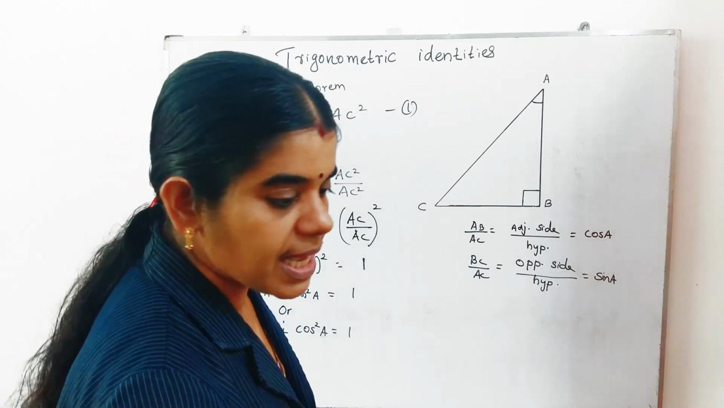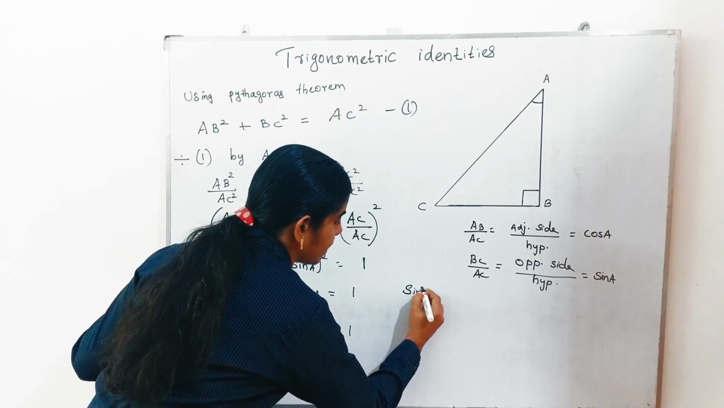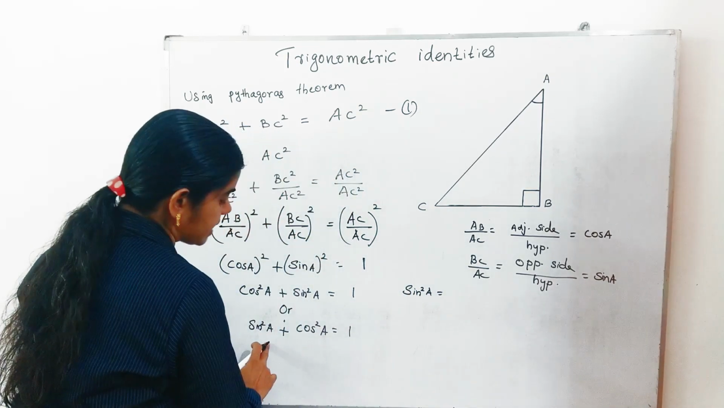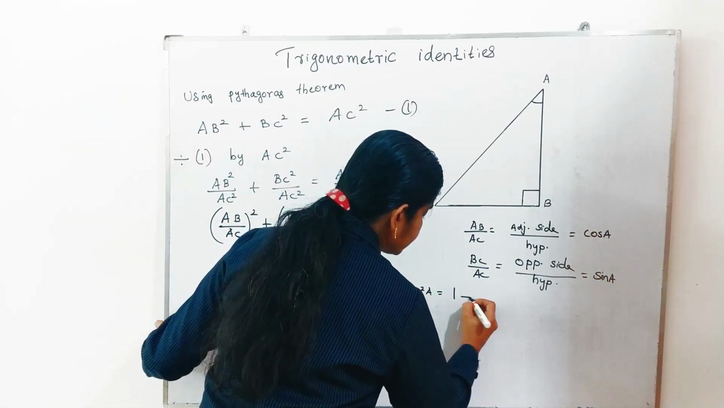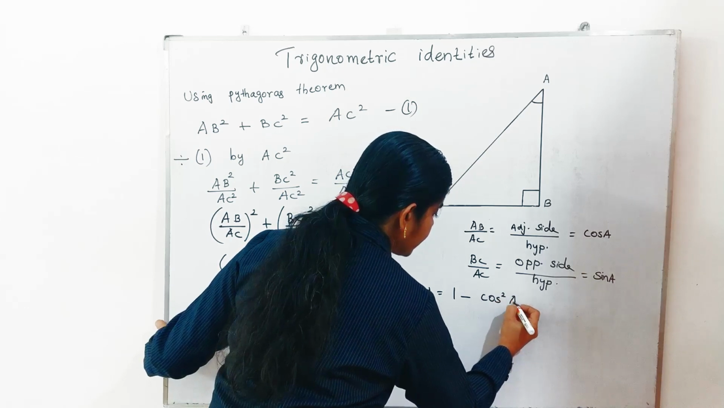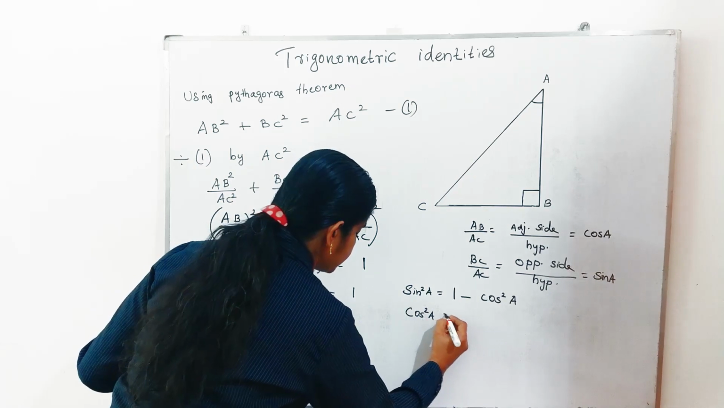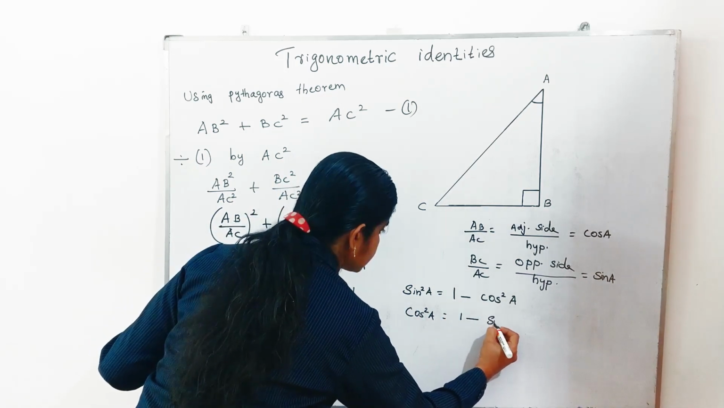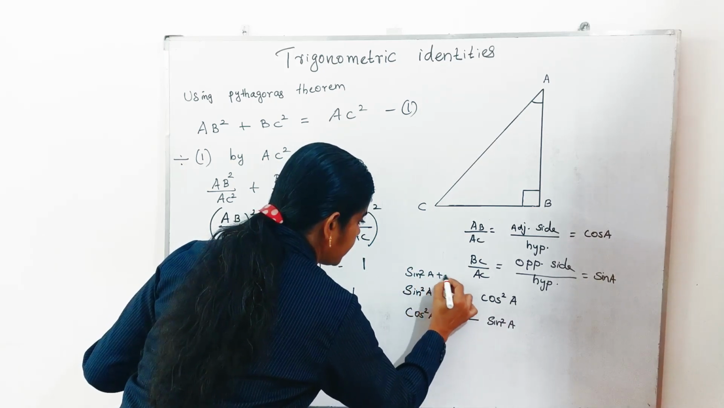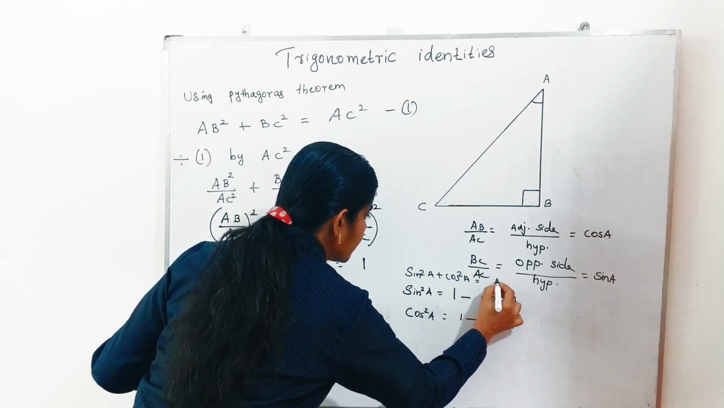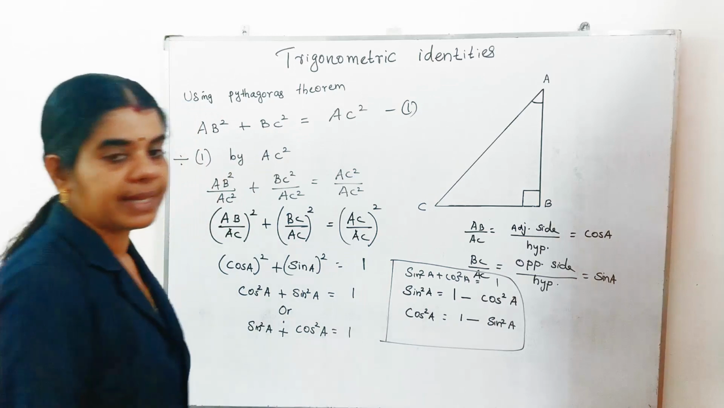Then from this identity we can write down another one. If you want to find sine square A only, what will be sine square A? We take this cos square A to the right side, and 1 is already there, so sine square A is 1 minus cos square A. Then cos square A is equal to 1 minus sine square A. And sine square A plus cos square A is equal to 1. These three: from one identity, we get these three identities.